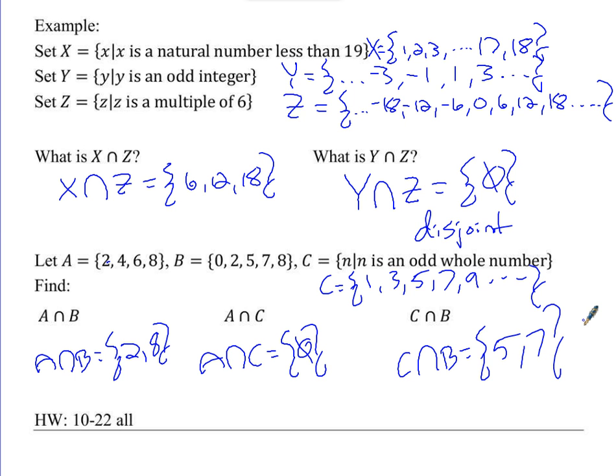So at this point, you can do 10 through 22 on the homework assignment. It is all of them, so make sure you make a note of that. Don't just do odds on that. And we're going to move on.